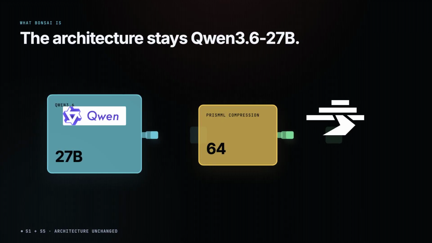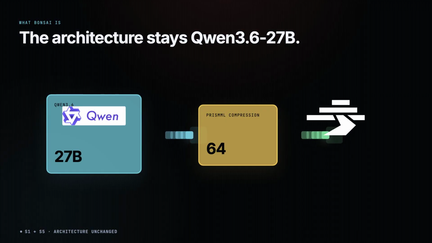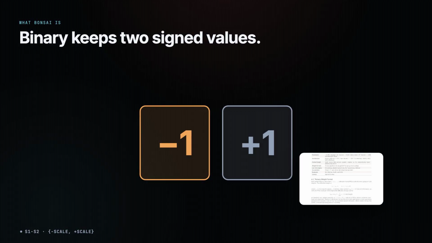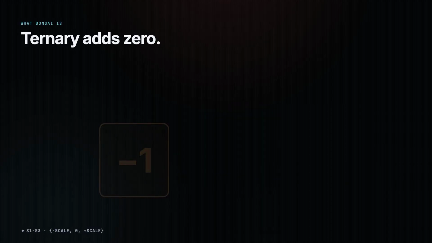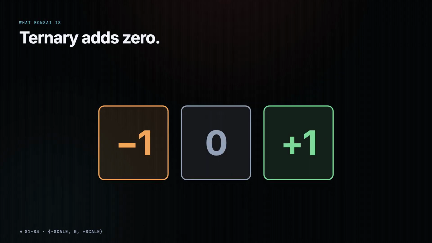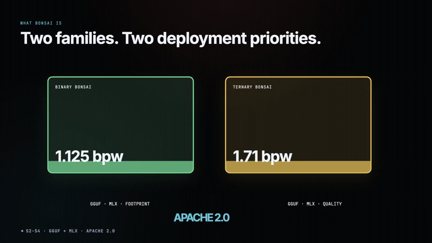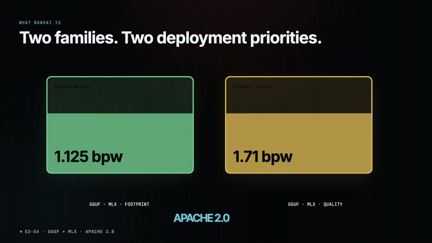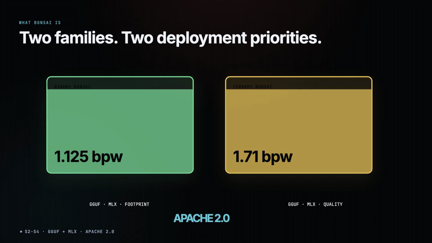PrismML derives Bonsai from QN3 6-27B and keeps its 64-block hybrid backbone. The architecture is unchanged. Binary Bonsai is the smallest variant. Across the language network, its weights take 2 signed values, with 1 shared scale per group. Ternary Bonsai adds 0 as a third value, giving the compressed model a way to represent weak connections inside each scaled group. PrismML publishes gguf and MLX packages under Apache 2. Binary favors footprint, ternary spends memory to recover behavior.